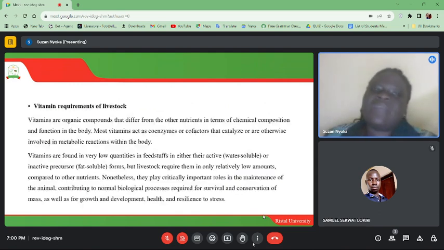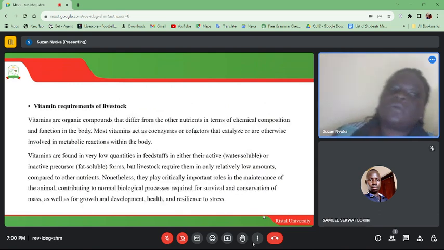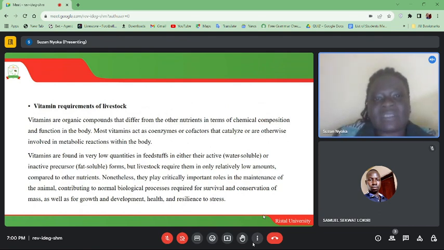Other vitamin requirements of livestock. Vitamins are organic compounds that differ from the other nutrients in terms of chemical composition and function in the body. Most vitamins act as coenzymes or cofactors that catalyze or are otherwise involved in metabolic reactions within the body.